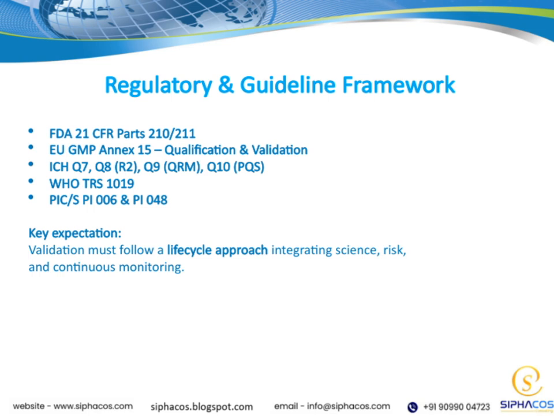First, we have FDA 21 CFR Parts 210 and 211, which set the standards for pharmaceutical manufacturing and control. Then, there's the EU GMP Annex 15, focusing specifically on qualification and validation processes within the European context. Moving on, the ICH guidelines, Q7, Q8 R2, Q9, and Q10 are integral as well. Q7 covers good manufacturing practices for active pharmaceutical ingredients. Q8 emphasizes pharmaceutical development, Q9 addresses quality risk management, and Q10 promotes pharmaceutical quality systems.